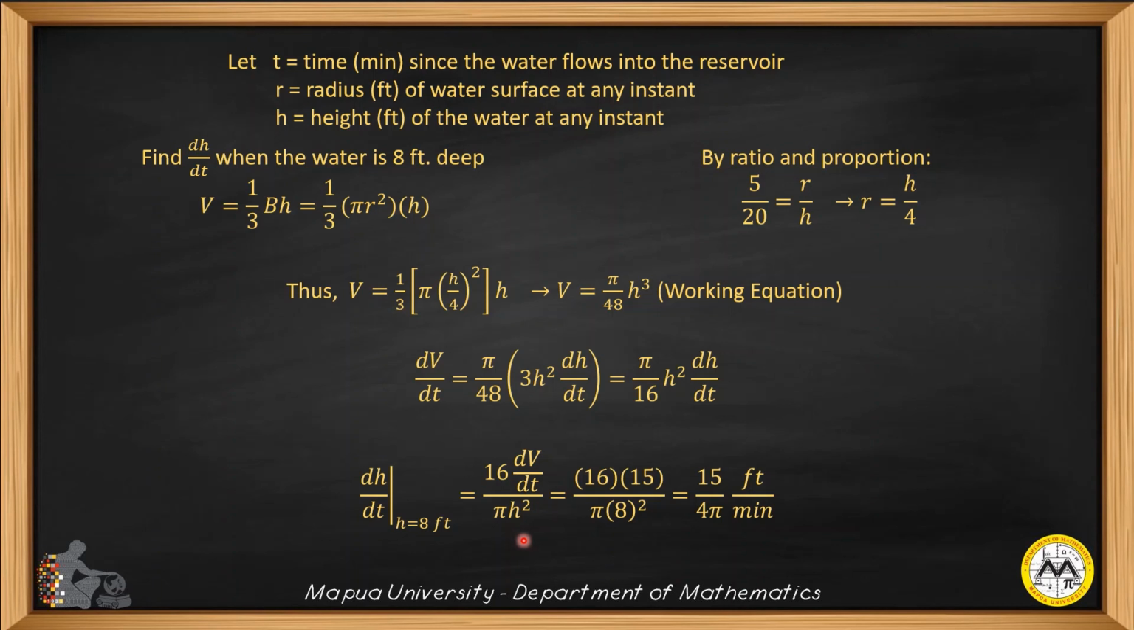divided by pi h squared, or we have 16 times 15 divided by pi times the square of 8, giving us 15 over 4 pi feet per minute. Okay, so please take note that the instantaneous rate of change here is positive, indicating that water is rising and that the water level, or the water surface, likewise would be rising.